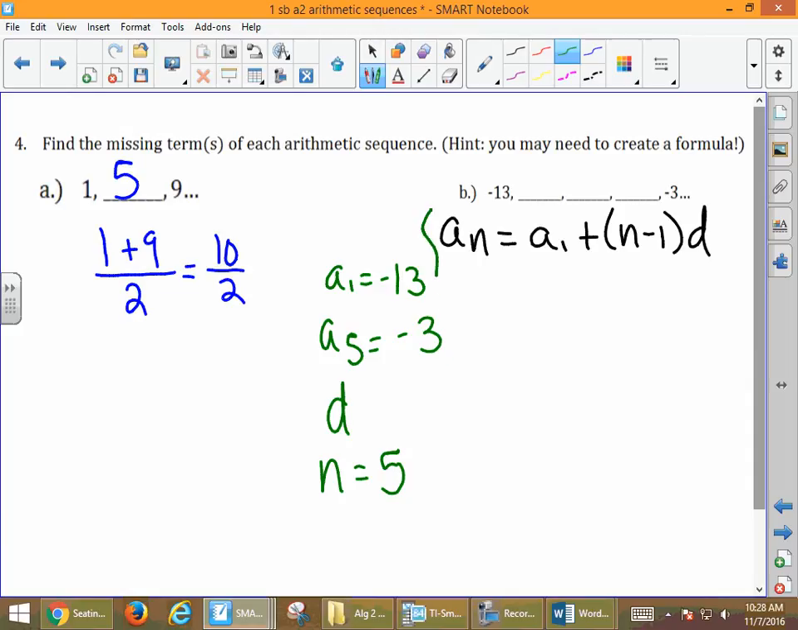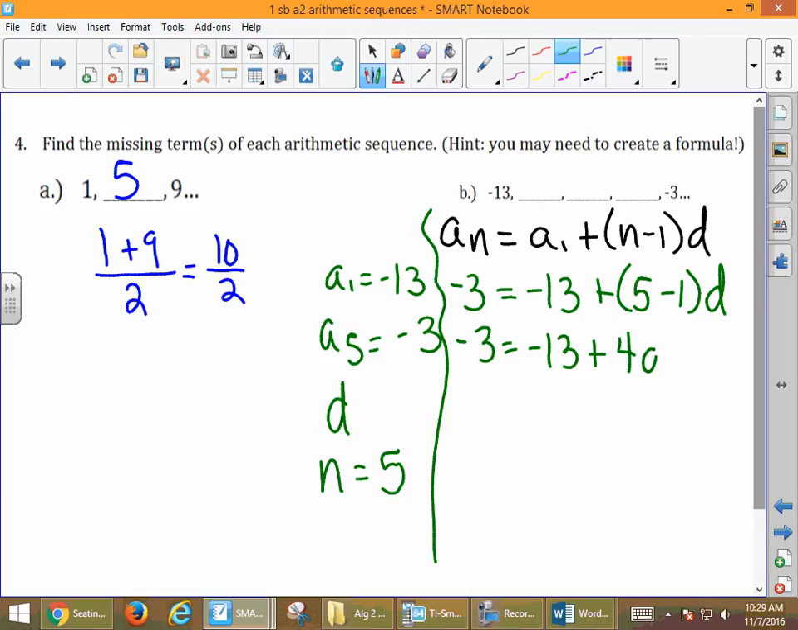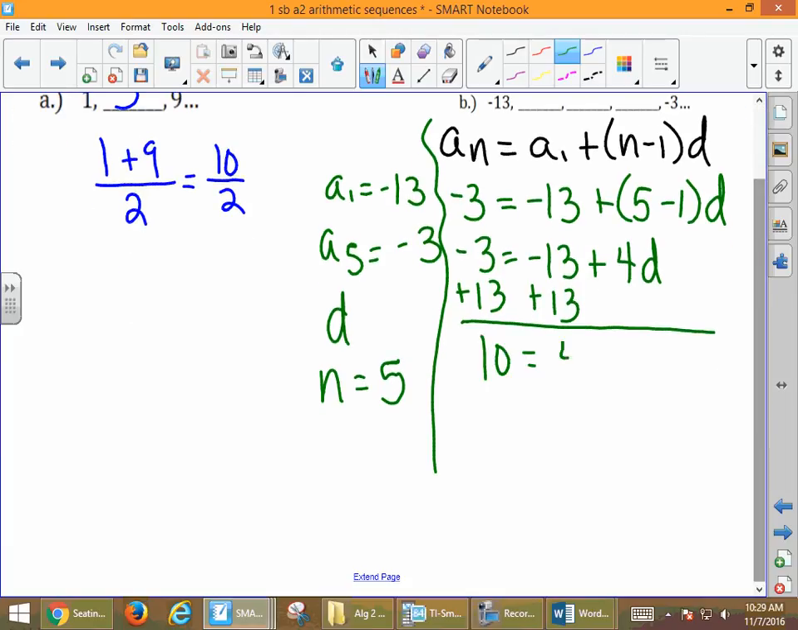So a sub n here is going to be negative 3, because we're going to make it a sub 5. Equals a sub 1, which is negative 13, plus n, which is 5 minus 1 times d. We don't know what the common difference is, but once we figure out what the common difference is, then we can fill in our missing terms. So this is negative 3 equals negative 13 plus 4d. We can add 13 to both sides. And we end up with 10 equals 4d. And then we can divide both sides by 4. And 10 divided by 4 is the same thing as 2.5, which might be a little bit better of a number for you than a fraction.